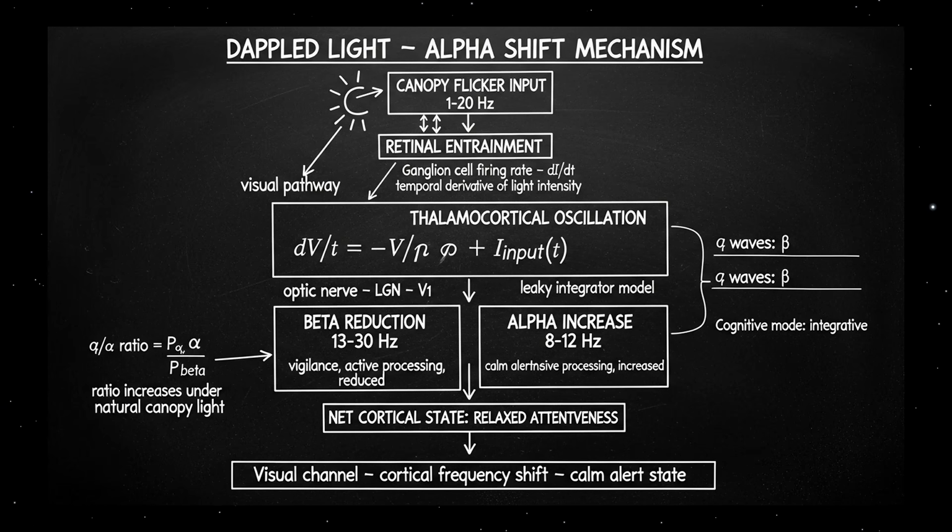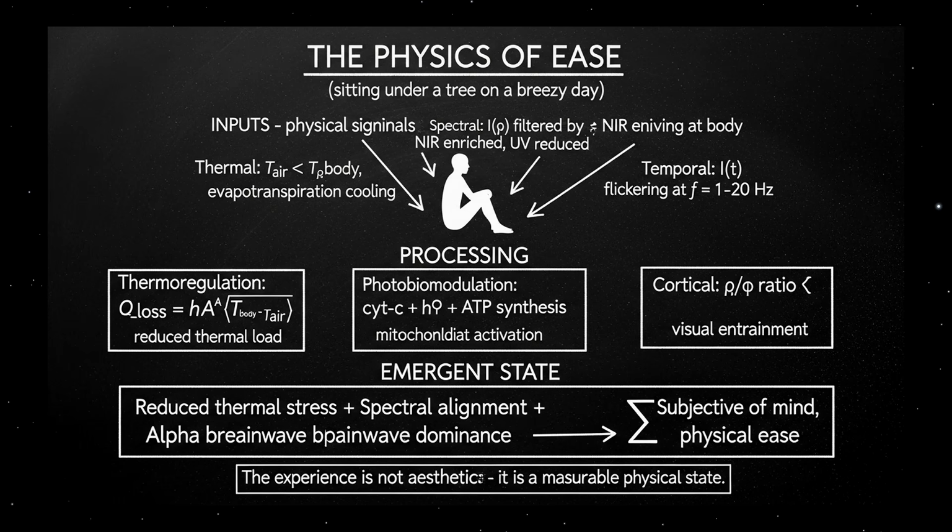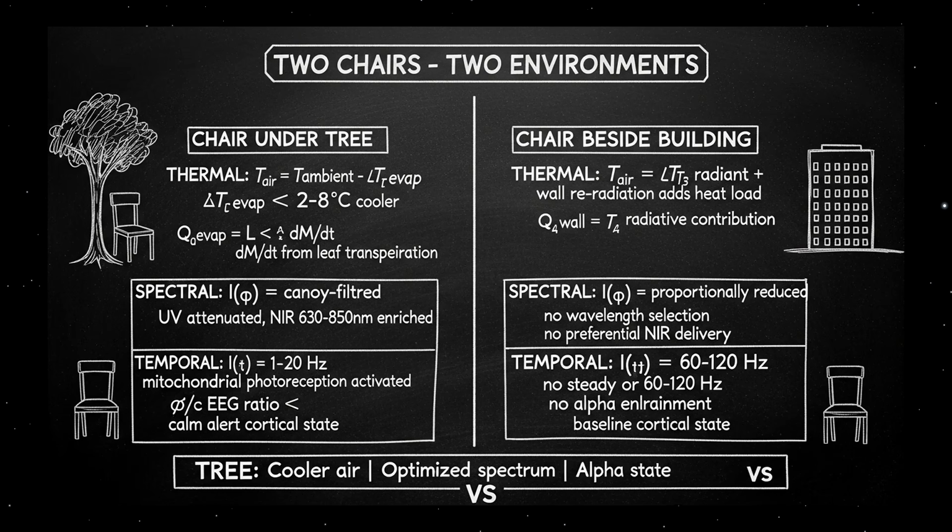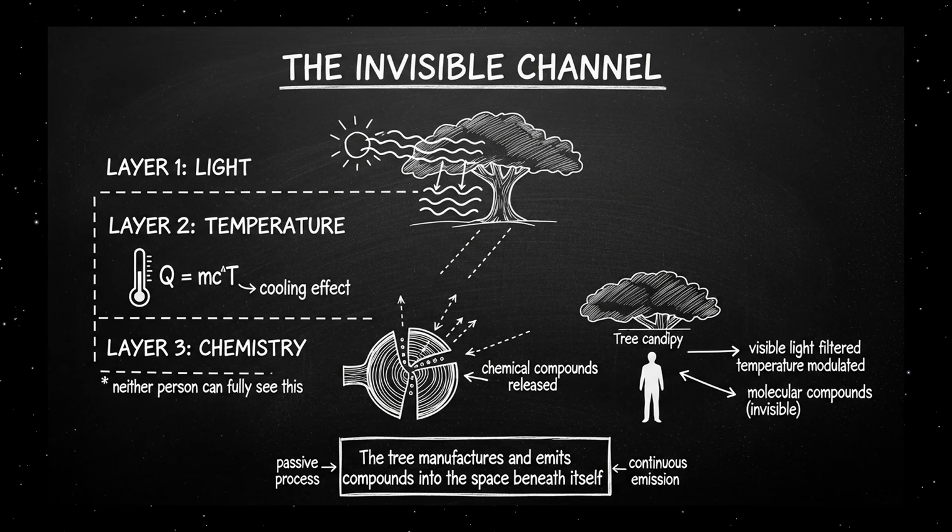Dappled canopy light induces the alpha shift through the visual channel, and the cortical result is reduced beta wave vigilance, increased integrative processing. The particular quality of ease that arrives when sitting under a tree on a breezy day, when the light is moving and the mind is still. 2 layers so far, and the person sitting in the chair beneath the tree is already in a measurably different thermal and spectral environment from the person in the chair beside the building. Cooler air, different light, different brainwave state. The 3rd layer operates through a channel neither person can see.